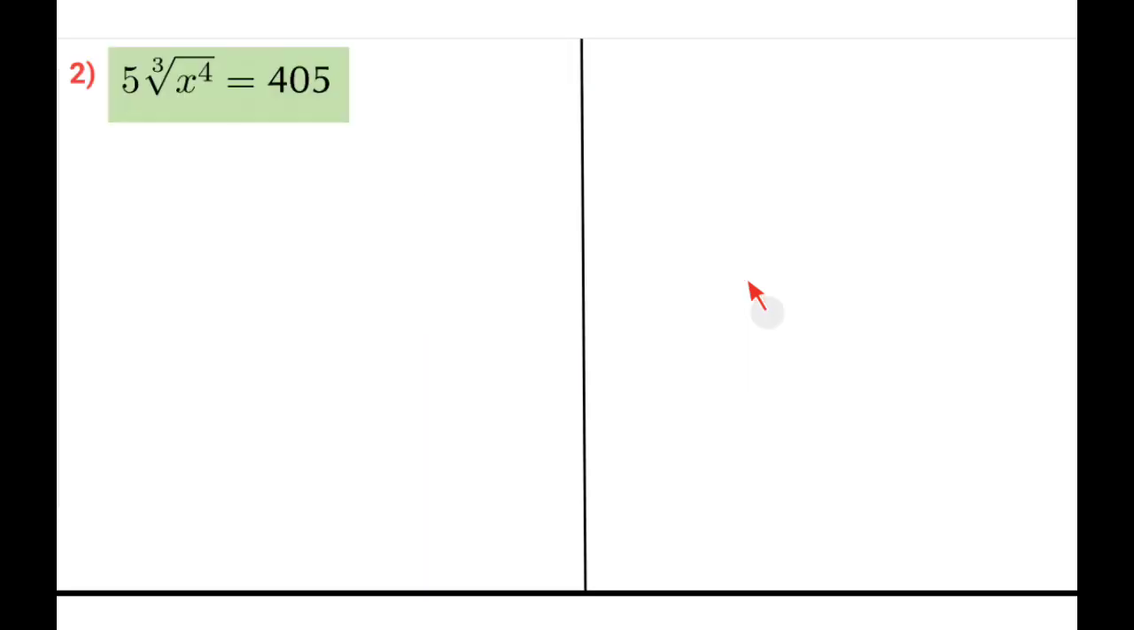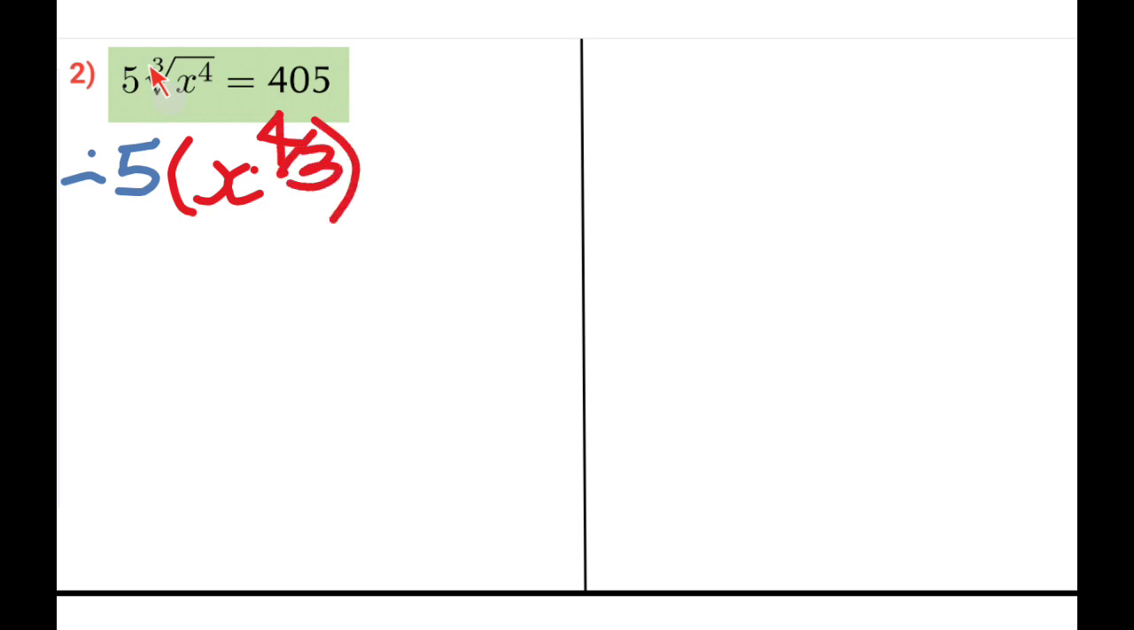Next question. We have a similar scenario. The only difference is that now the variable is a base, no longer an exponent. So the first step is we change this format into an exponential format. So that becomes x to the power of 4 over 3 equals 405.